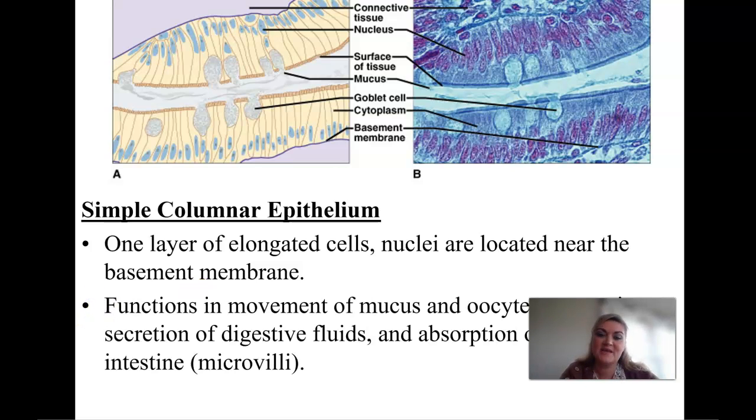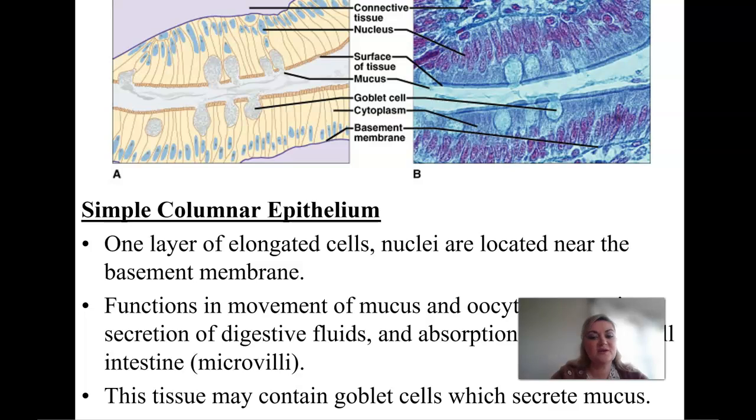Their function is in movement of mucus and oocytes. So the oocyte's what we refer to as an egg. So the proper name is oocyte. It's also there for protection and secretion of digestive fluids and absorption of food in small intestine and microvilli. So I can move that down, get that out of the picture so we can see.